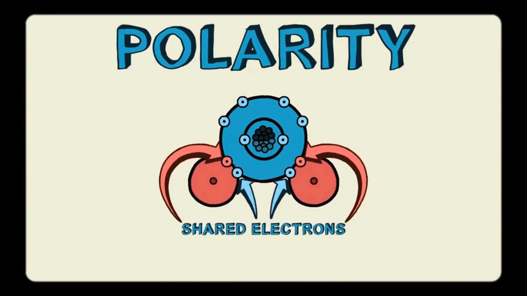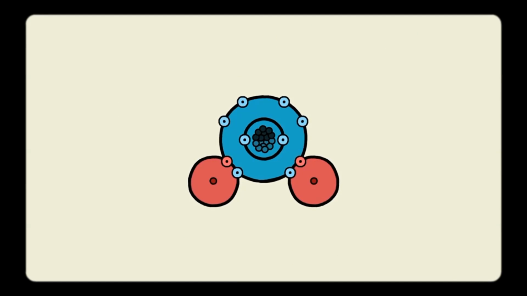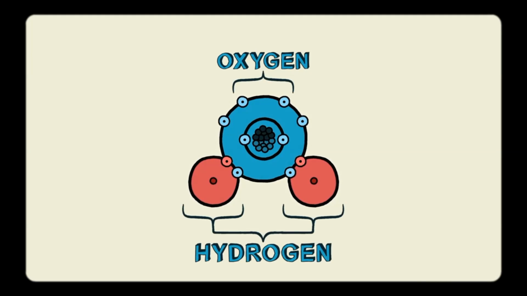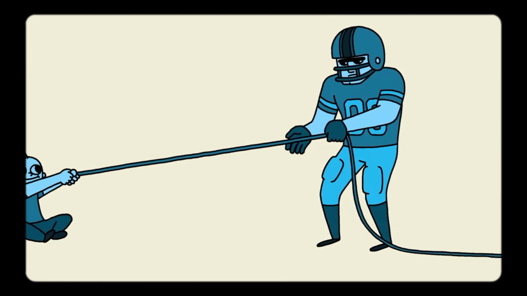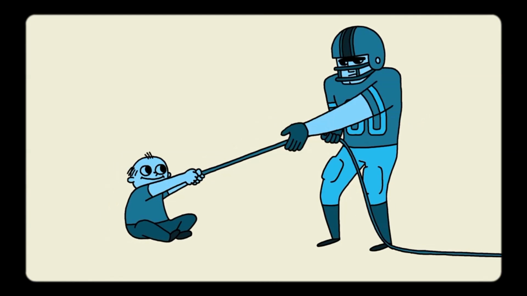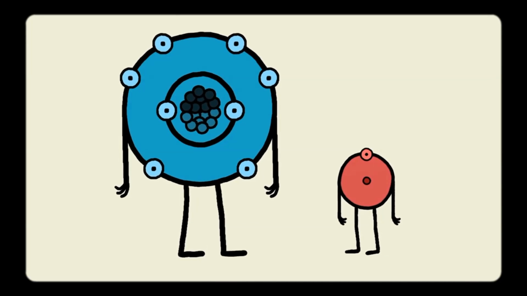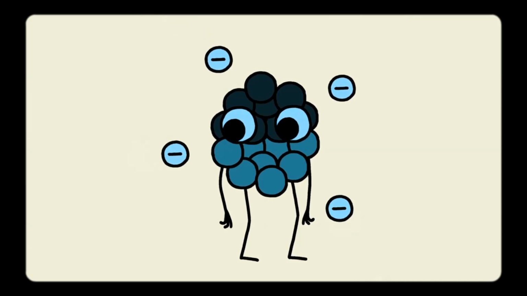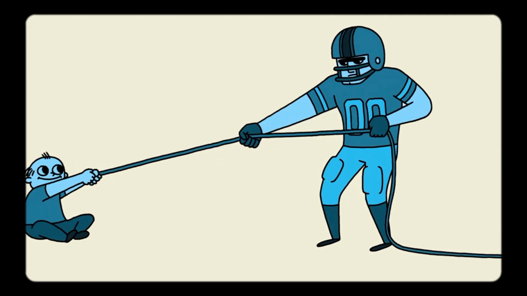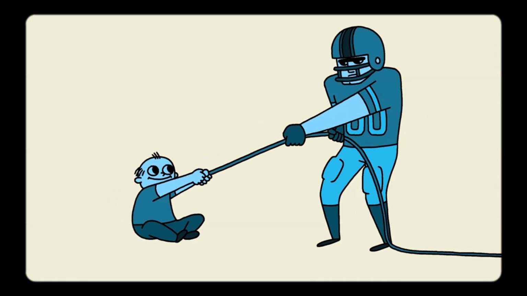Polarity refers to the unequal sharing of electrons within a molecule. For water, the bonding between the oxygen atom and 2 hydrogen atoms within a single water molecule is like a tug of war between a big, strong football player and a cute little toddler. Oxygen is a larger atom with more protons in its nucleus than hydrogen. These positive charges are like a person's physical strength. They are able to attract the negatively charged electrons in the bond, just like a strong individual is able to overpower a weaker individual in a tug of war.